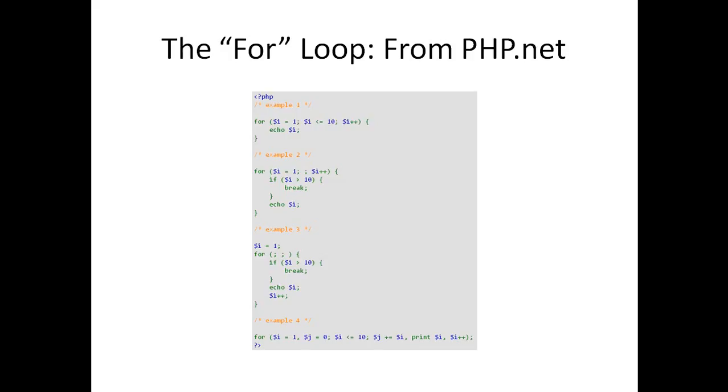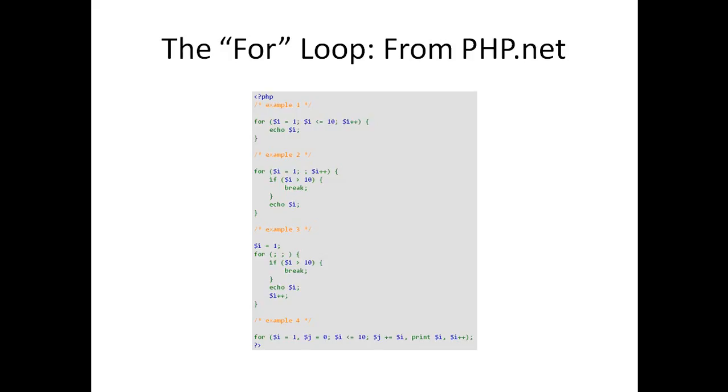Example 3, all 3 conditions are not provided. Okay, so there's nothing to do initially, there's nothing to check in the condition, which means it'll run indefinitely, and there's nothing to do after, which means you also have to iterate inside the loop.